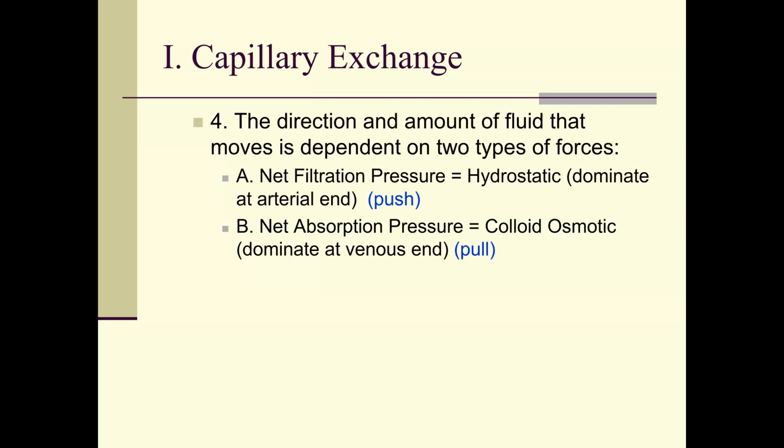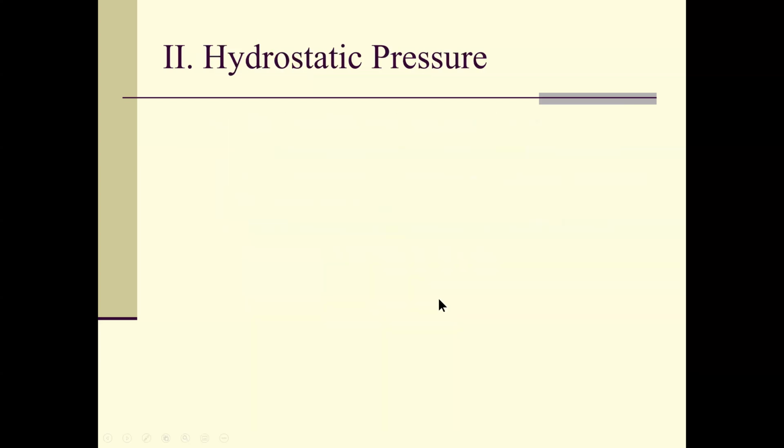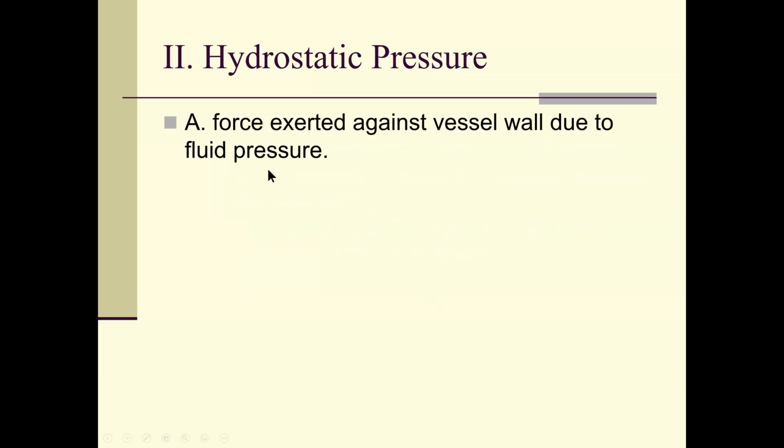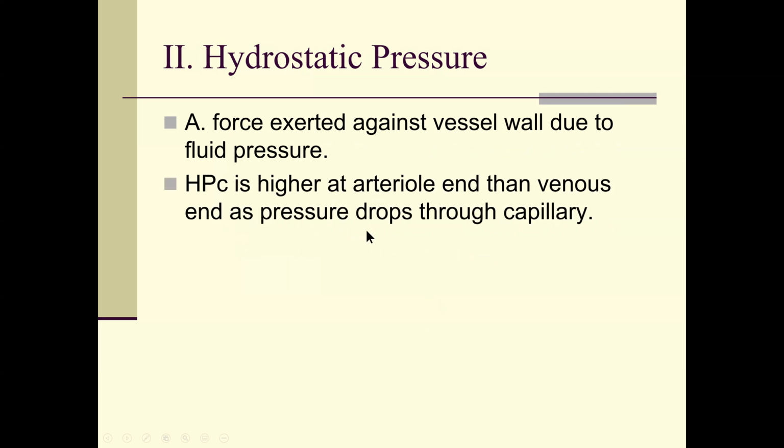So there are proteins, obviously, in interstitial fluid too, but there are not nearly as many proteins in interstitial fluid as there are inside the blood vessel. So the pull generally is back into the blood vessel. So hydrostatic pressure, force exerts against the wall due to fluid pressure. Hydrostatic pressure is higher at the arterial end. So we're talking about hydrostatic pressure of the capillary. That's what that C means.